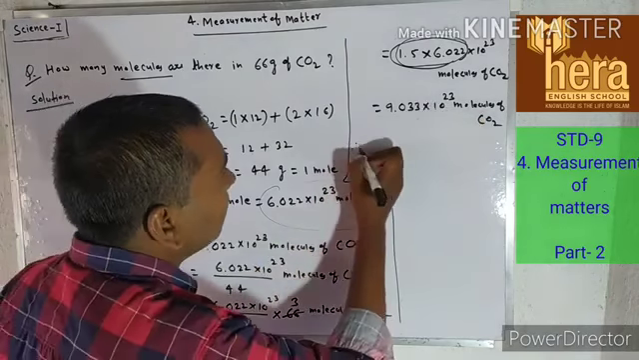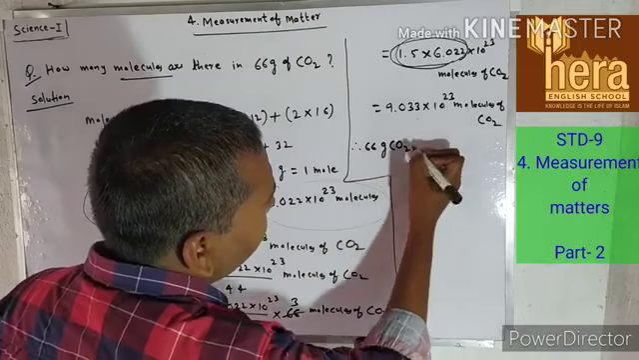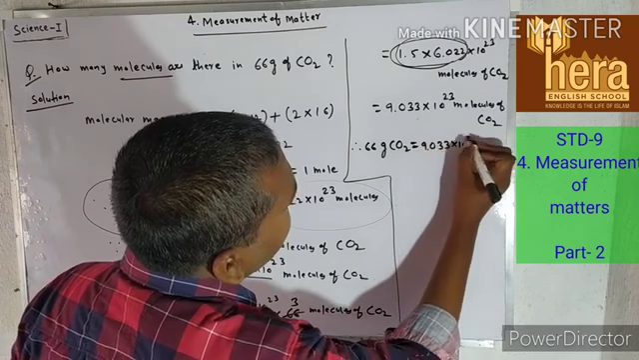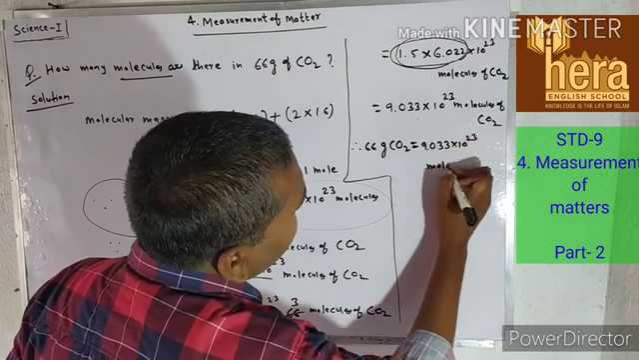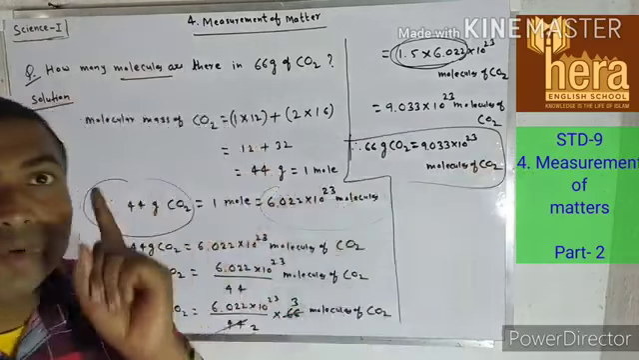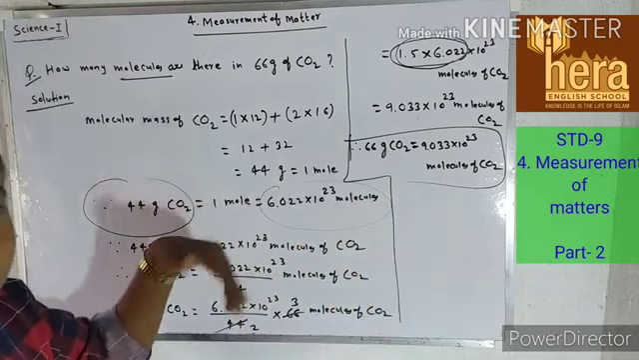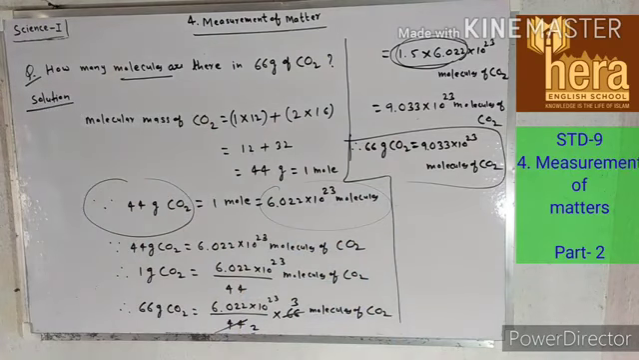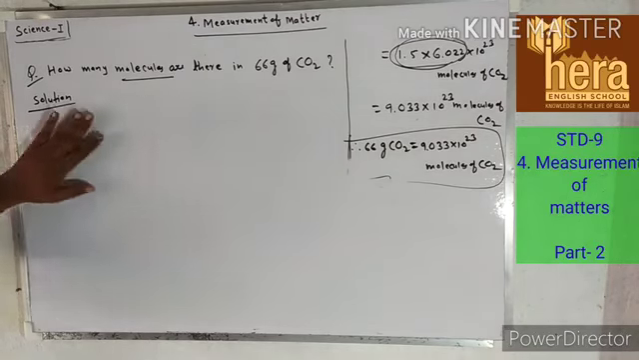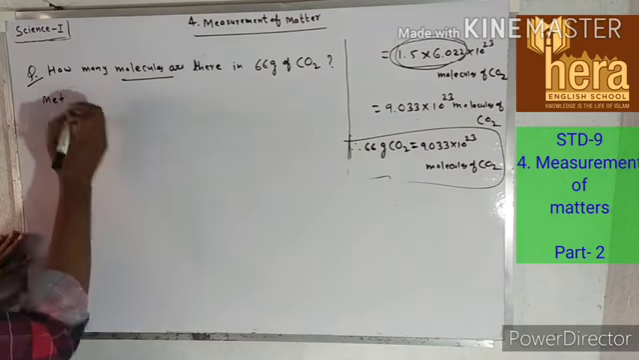So therefore we can write here, 66 gram CO2 is equal to 9.033 into 10 raised to 23 molecules. This is the answer. One more method I want to tell you, how you will calculate the number of molecules. So next method is method 2. The answer will be the same.